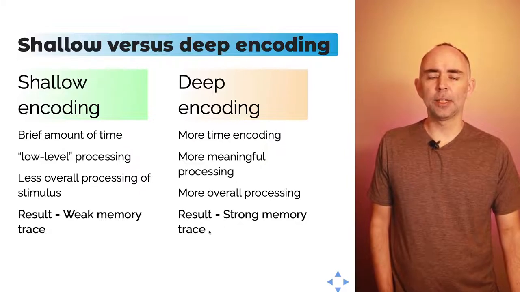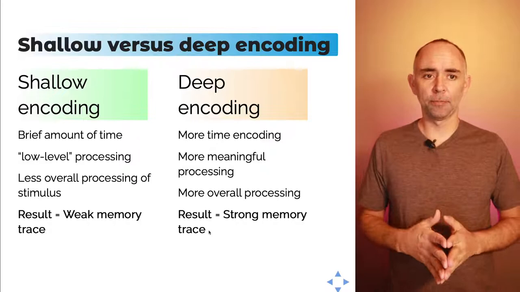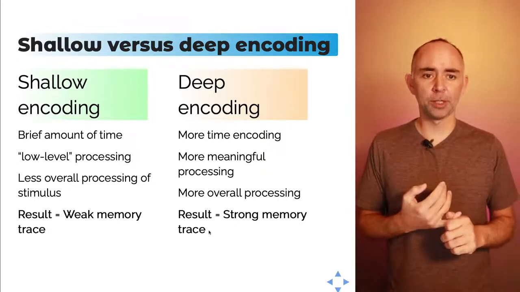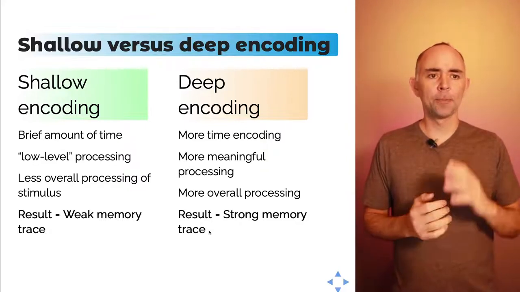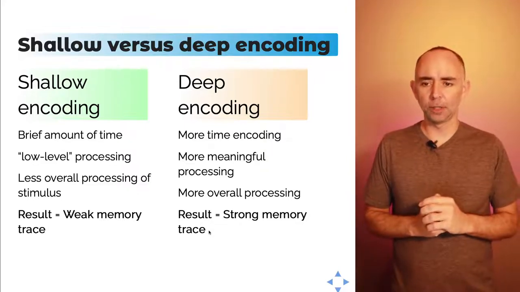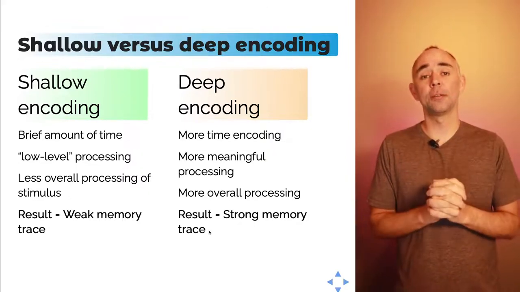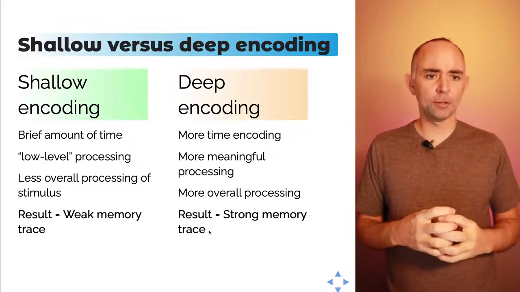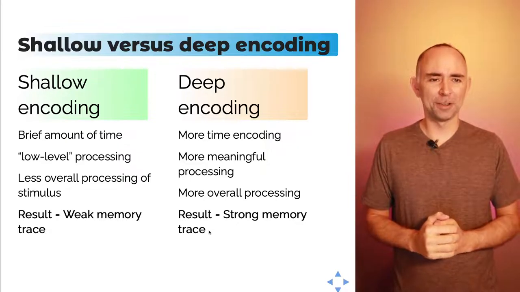And on this idea, the kind of opposite of shallow encoding is deep encoding. And this can occur when you have more time to encode the information, when you do more elaborative or meaningful encoding of the information. This allows you to have more overall processing of the thing you're trying to remember. And this can result in a stronger memory trace that will be around for a longer period of time.